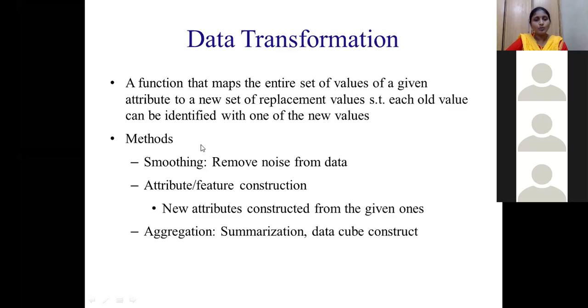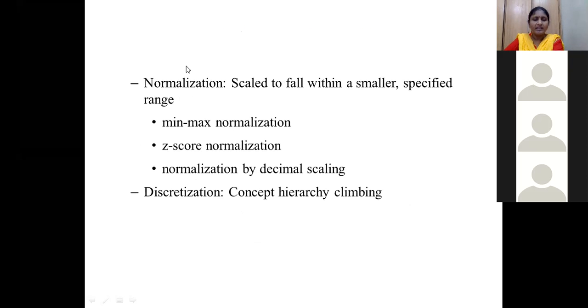So we are having the smoothing method. We are able to do attribute feature construction methods. Smoothing means we are going to remove the noise. Attribute feature construction means new attributes are going to be constructed from that given set. And aggregation method, sometimes we will go for that data cube construction format for getting the summarization of that data. Next, normalization method. In the normalization we are having min-max normalization, Z-score normalization, and normalization by decimal scaling.